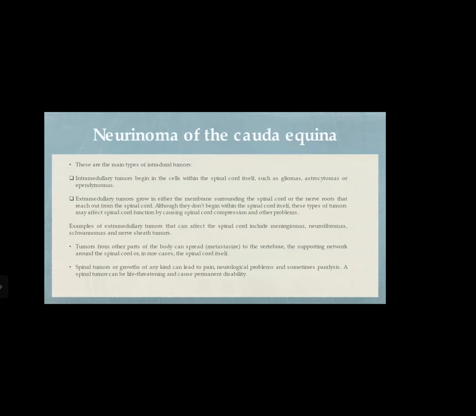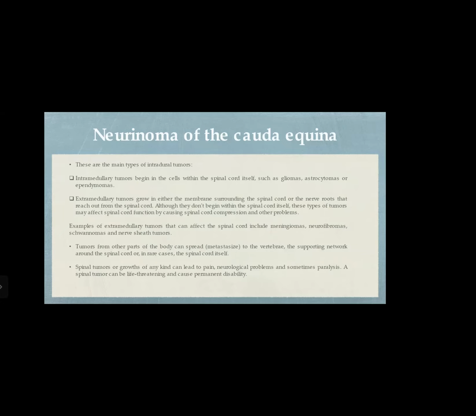These are the main types of intradural tumor. First, we have intramedullary tumor, and then we have extramedullary tumor. Intramedullary tumor begins in the cells within the spinal cord itself, such as gliomas, astrocytomas, or ependymomas. Extramedullary tumor grows in either the membrane surrounding the spinal cord or the nerve roots that reach out from the spinal cord. Although they don't begin within the spinal cord itself, this type of tumor may affect spinal cord function by causing spinal cord compression and other problems.